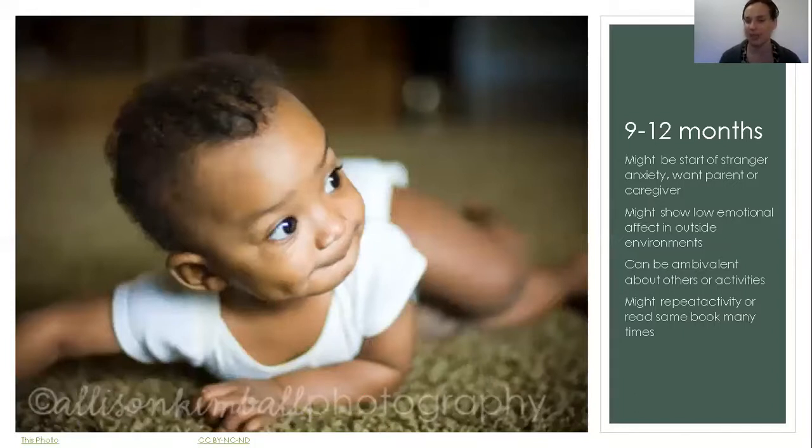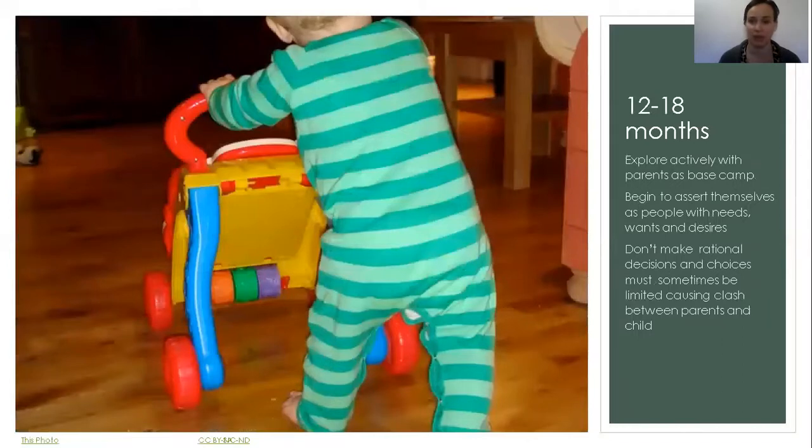And they might repeat an activity over and over again, or read the same book many times. That's a way that they're learning, by constantly doing something, stacking blocks over and over again. Or my 1.5-year-old wants me to read this hippo book like 50 times a day. So we do, and I change the words up to make it interesting to myself.